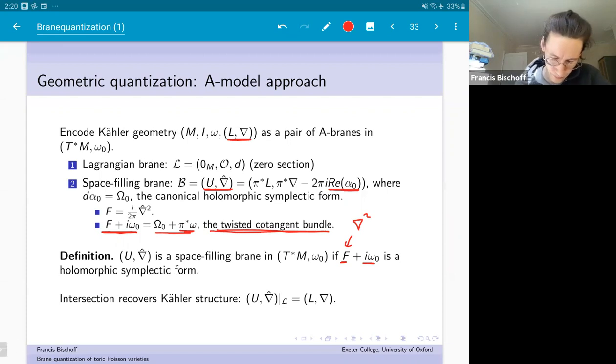Okay, and these two branes really do encode the Kähler geometry. We can actually recover the Kähler structure by taking these two branes and intersecting them in this way.